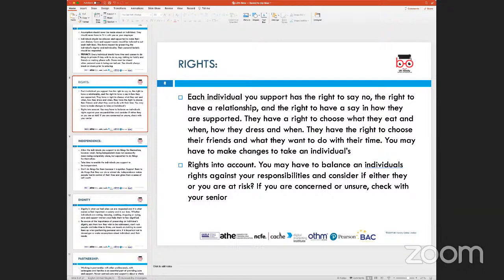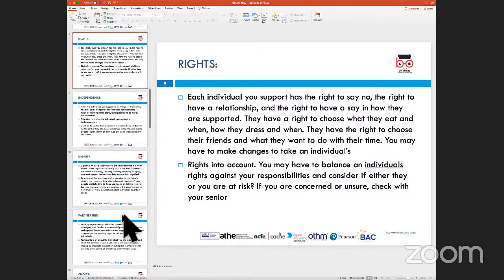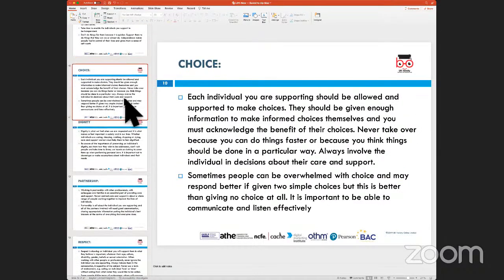When you uphold these rights, they would help you provide care without any prejudice or any sort of discrimination. And this would help improve patient satisfaction and overall the kind of care or support which is being provided by the setting. Then we talk about choice.